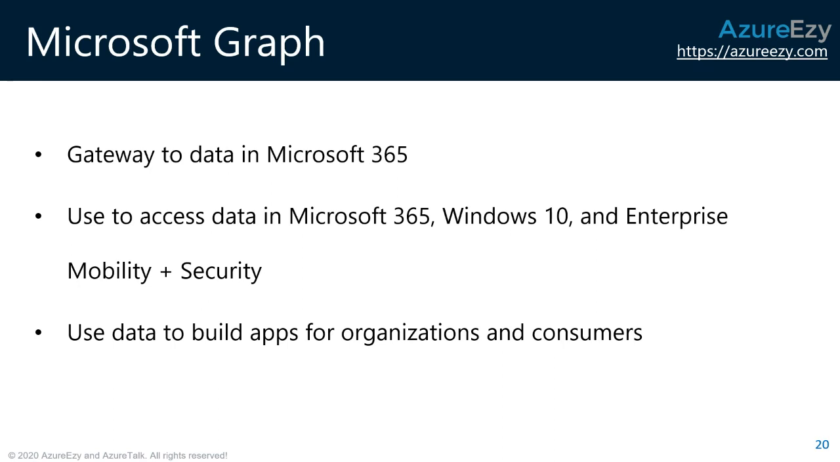Using Microsoft Graph, it exposes REST APIs and client libraries to access data from the Microsoft 365 services, and within these Microsoft 365 services it could be your Excel, your Teams, OneDrive, OneNote. And why is this required? This is required to build apps for your organization and for your customers.